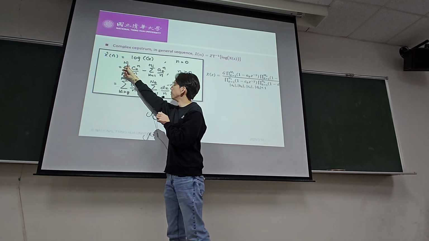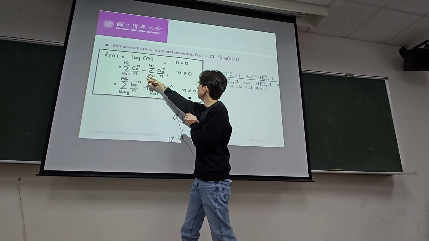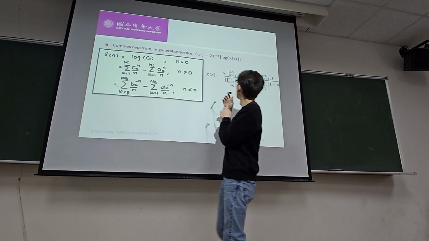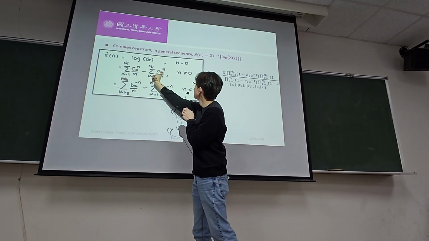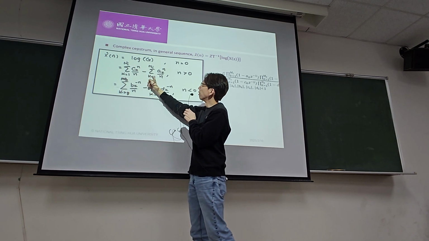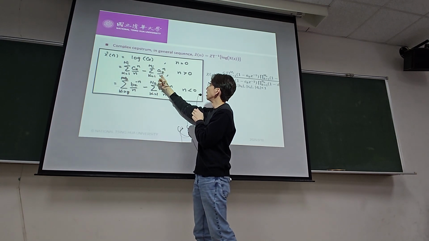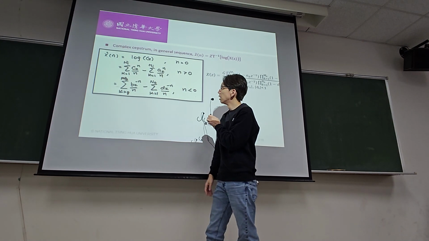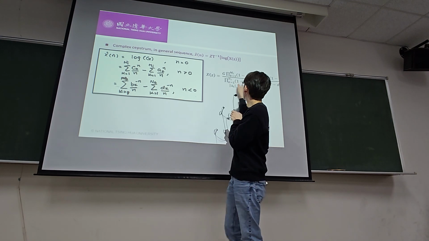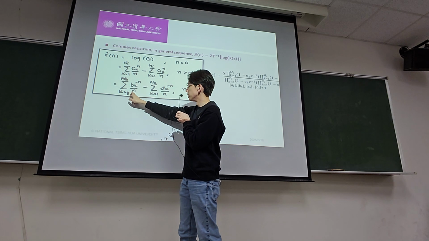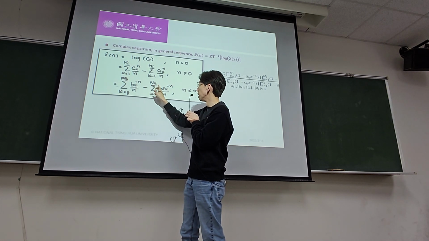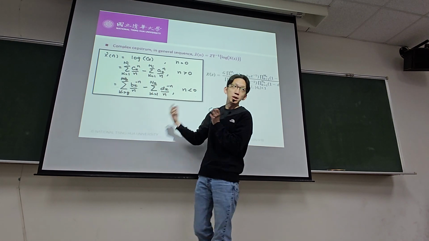the sum over k from 1 to n, I think these are the zeros, and this is the poles, right? No, sorry. Yeah, this is the zeros. This is the poles. Minus the sum over k from 1 to n of alpha k to the n, where n is greater than 0. Or if it's the other side, you have the sum over k from 1 to n of bk to the minus n, minus the sum over k from 1 to n of dk to the minus n, for n less than 0.